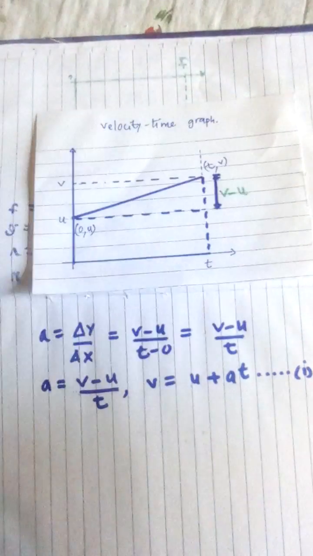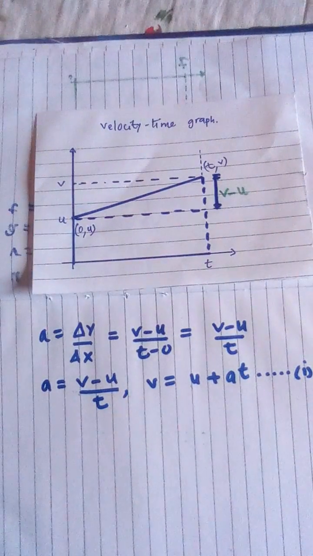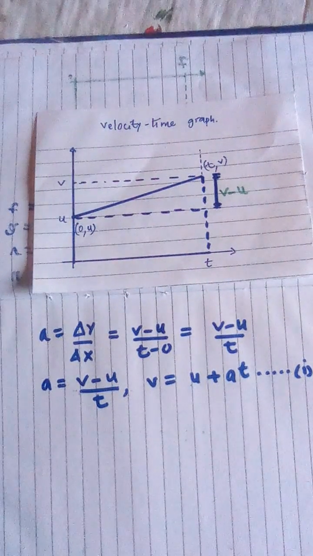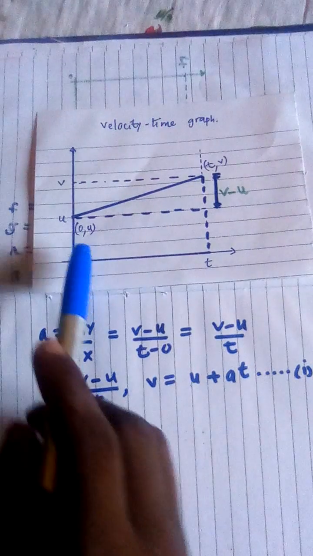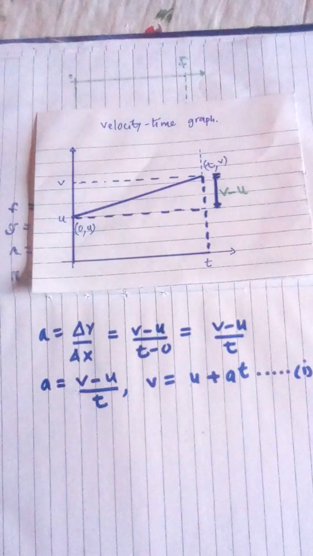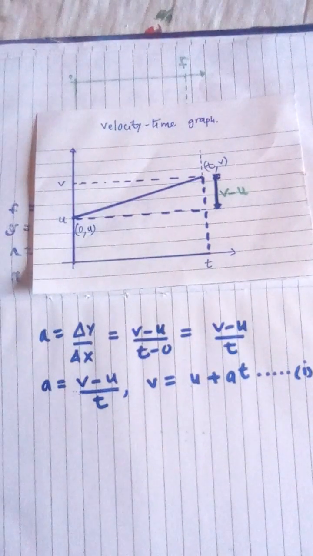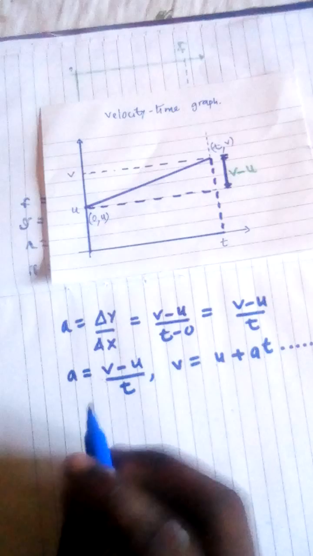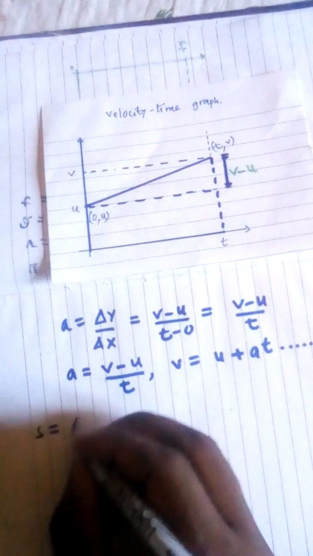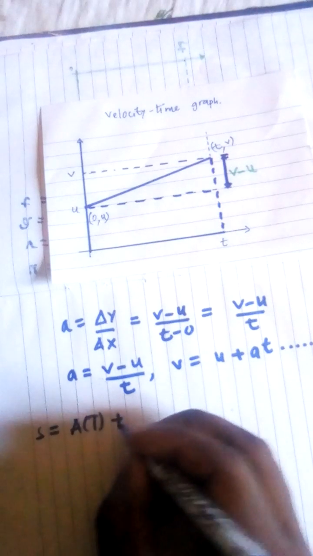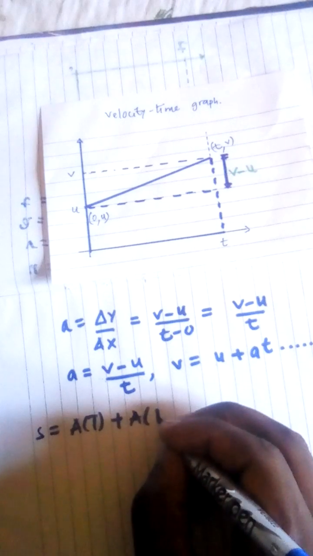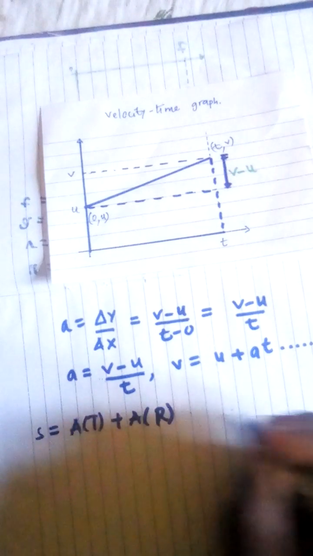So we've got the same graph. The distance covered by the body in the velocity time graph is given by the area under the velocity time graph. Under the graph we've got two areas, the area of the rectangle and the area of the triangle. So the distance covered by this body, s, will be given by the area of the triangle plus the area of the rectangle, rather.